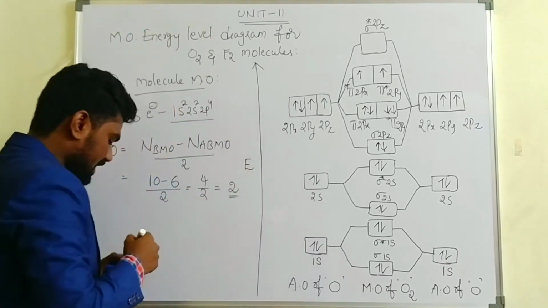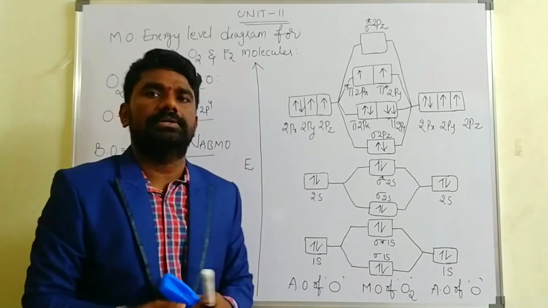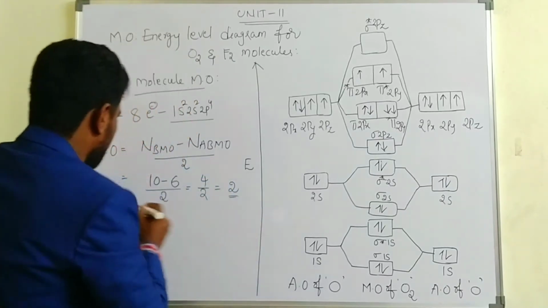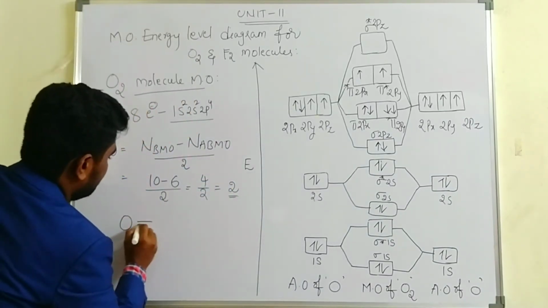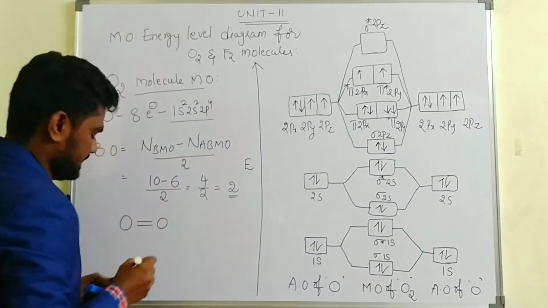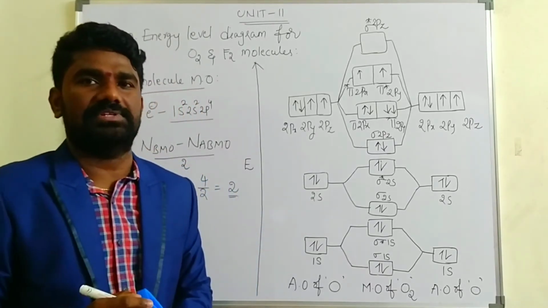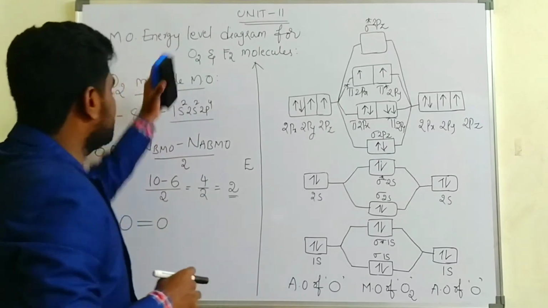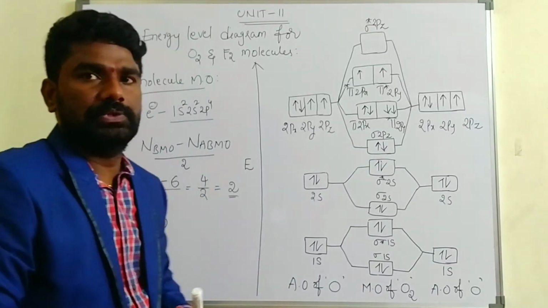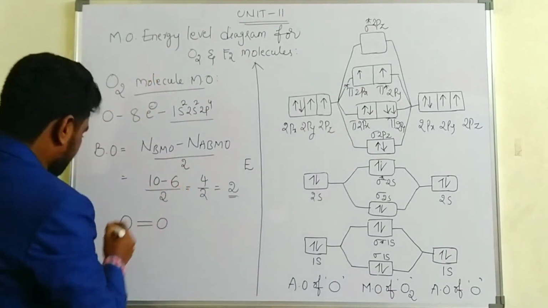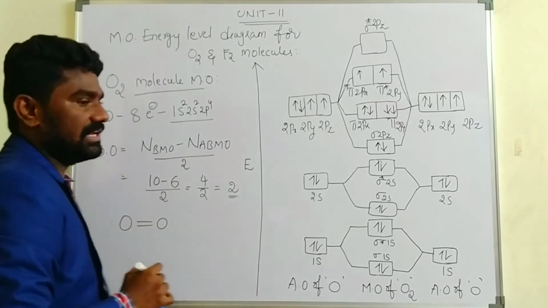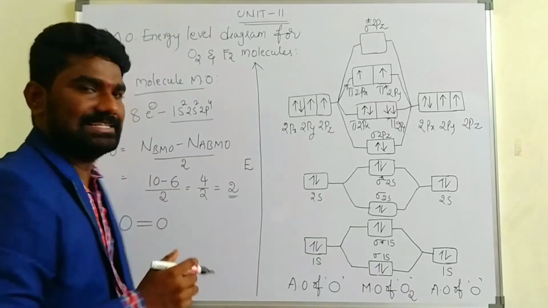So the bond order for the oxygen molecule is 2. That means an oxygen atom can bind with another oxygen atom with a double bond, O double bond O. The bond order of the oxygen molecule is 2, isn't it? So the next property we need to check is magnetism.